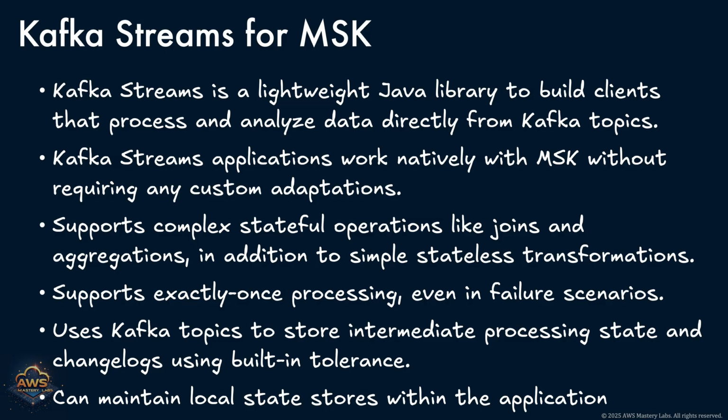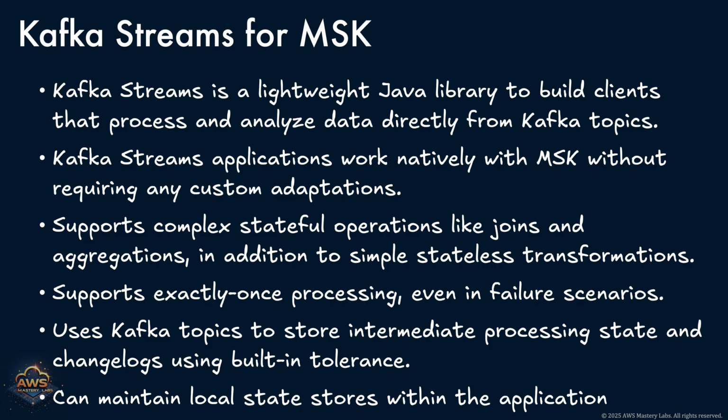Kafka Streams applications work natively with Amazon MSK without the need for any custom adaptations or proprietary integrations. You simply configure your application to connect to your MSK cluster's bootstrap servers, and you are ready to start building streaming logic immediately. One of the key strengths of Kafka Streams is its support for both stateless and complex stateful operations. It's ideal for simple transformations like filtering or mapping events. But it also excels at more sophisticated workloads, performing joins between multiple streams, windowed aggregations, and sessionized event processing, all while maintaining scalability and resilience.